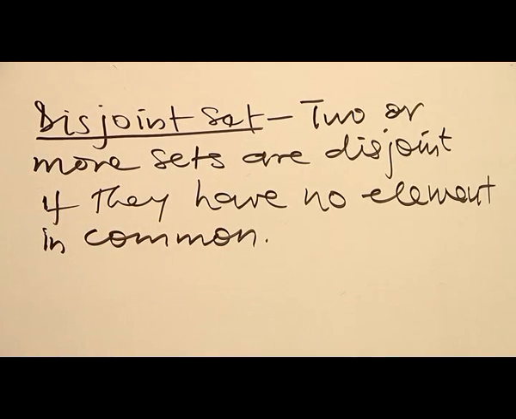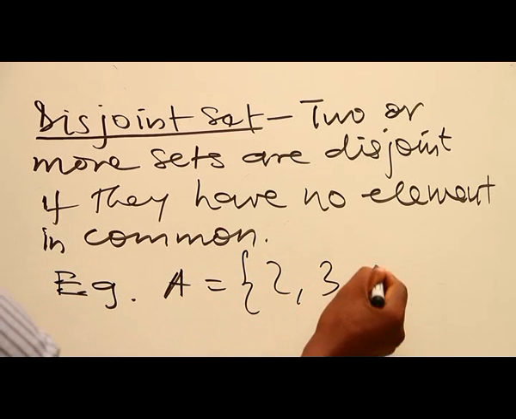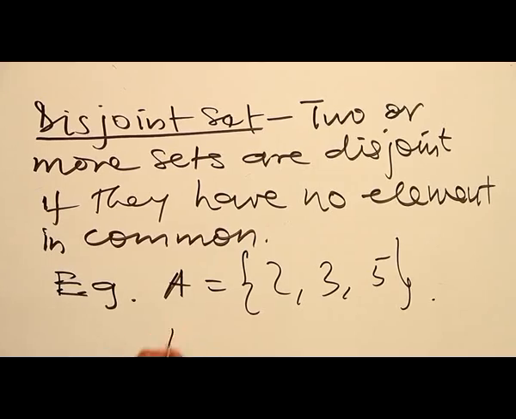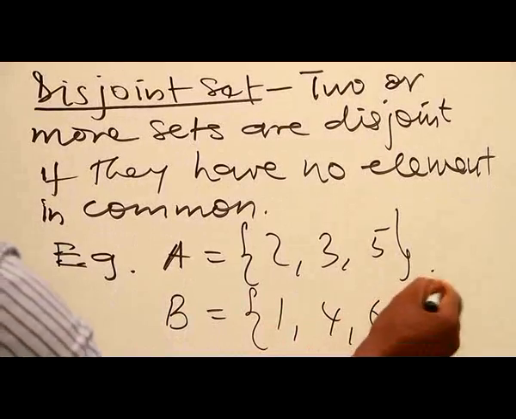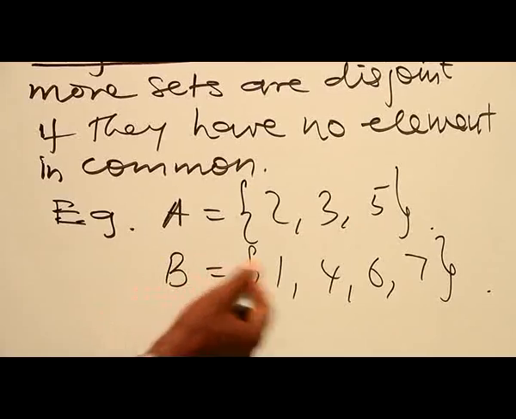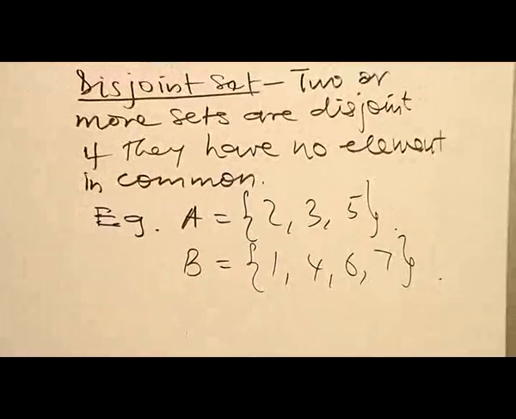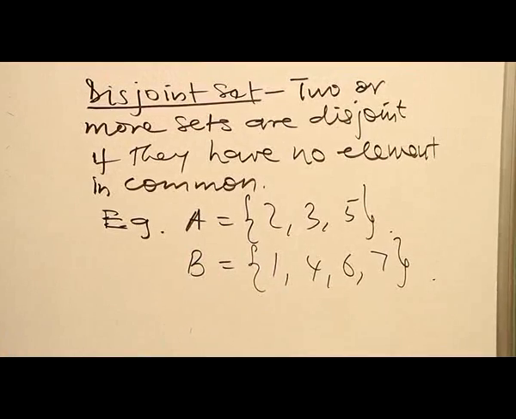We have again the disjoint set. We say that two or more sets are disjoint if they have no element in common. For example, we have a set A equal to {2, 3, 5}, and we have a set B equal to {1, 4, 6, 7}. Then we discover that sets A and B have no elements in common. When the sets have no elements in common, we say they are disjoint.